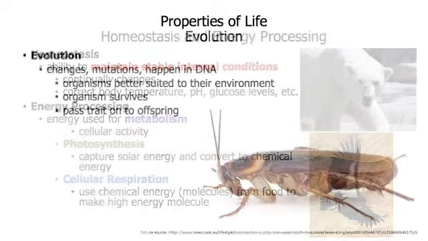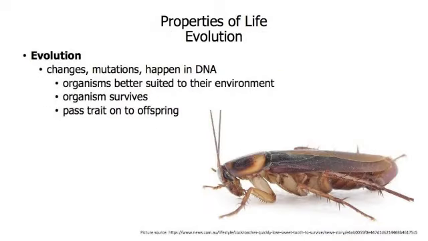And this brings us to evolution. Reproduction underlies the capacity of a population to change or evolve over time. Remember, evolution only occurs on a population-wide scale. So changes, mutations that happen in the DNA, could allow organisms to be better suited to their environments.